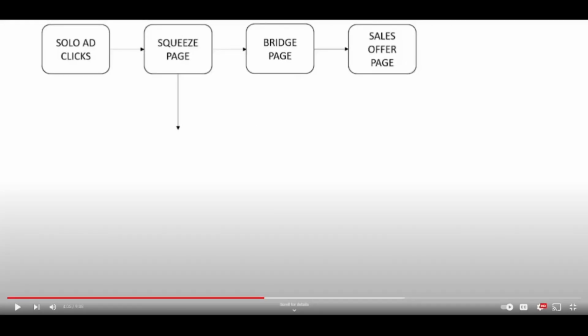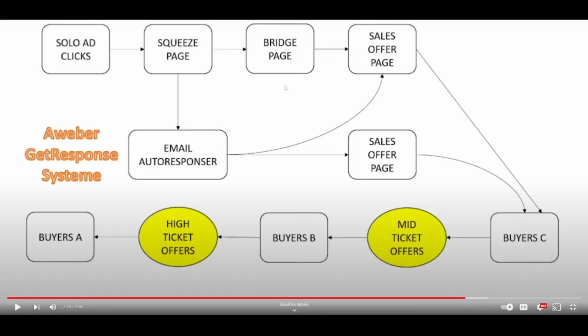Now, if you still remember this entire diagram which I showed you in part 2 of this training series, after you have gotten your solo ads clicks, they will all be channeled to your squeeze page, which again, I shared 2 different designs of in the last 2 parts. Then you'll be directed to this thing called the bridge page, finally to the sales offer page. So this is the first 4 steps. To look at the entire process, this is how it will look like. Please refer back to part 2 of this training series if you have not done so yet.